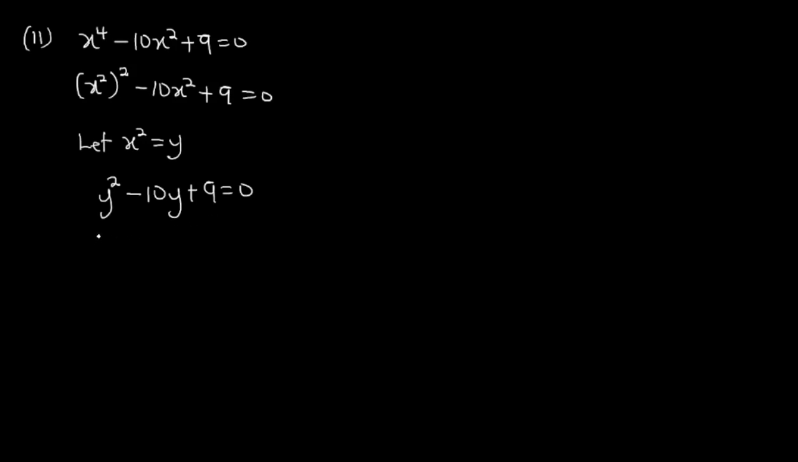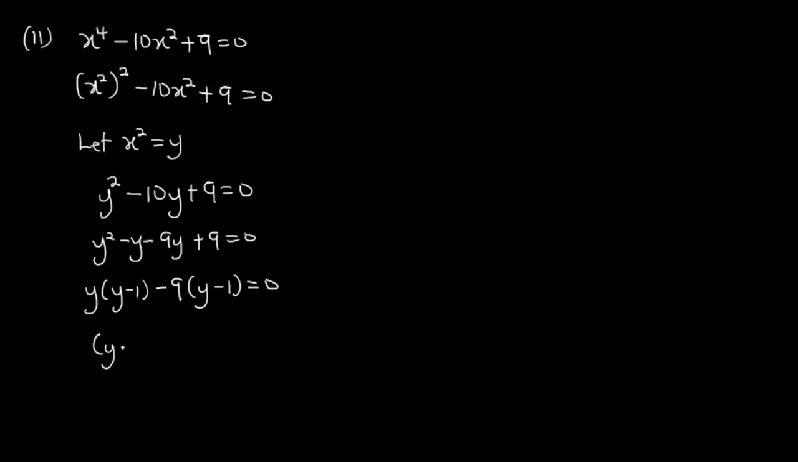So we have y squared minus y minus 9y plus 9 is equal to 0. So from here we can factor out y over here. So we have y into bracket y minus 1 over here. Then we have minus 9 into bracket y minus 1 is equal to 0. So we have our common factors. So we bring this and this together. So we have y minus 9, y minus 1 is equal to 0.